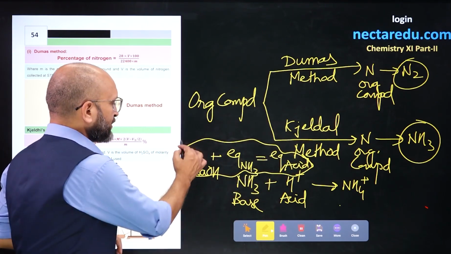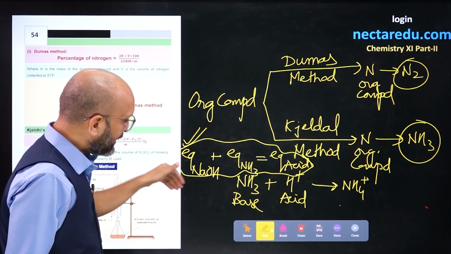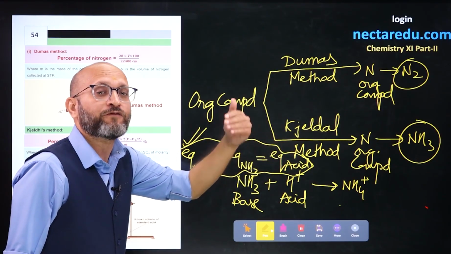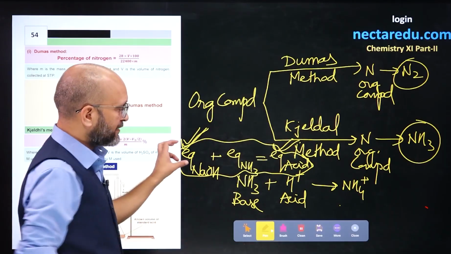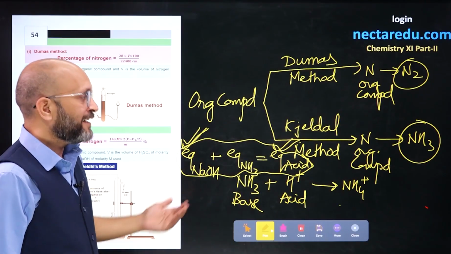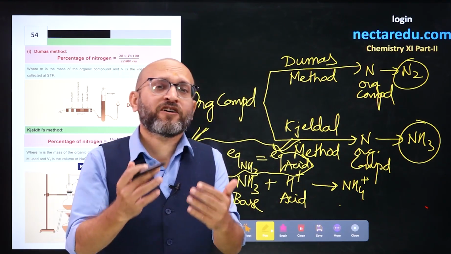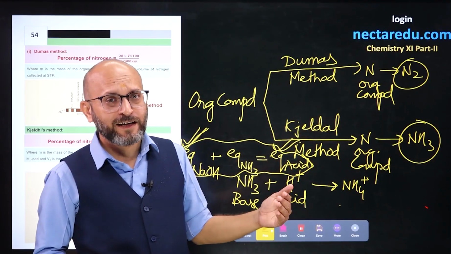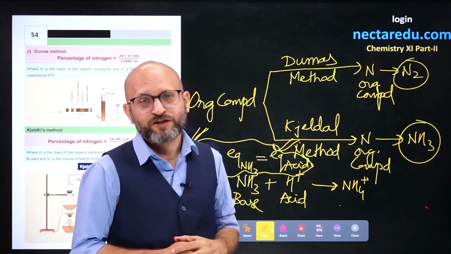See, this is the known value. We know the molarity of NaOH and we know the volume of NaOH used. So we can easily calculate the equivalence of NaOH. Similarly, we know which acid we are using and what volume we are using, so we can calculate this value. From these two values, we can easily calculate the equivalence of ammonia. And then we can go ahead and calculate the percentage of nitrogen in the given organic compound depending on how much ammonia has been produced. This is what Kjeldahl method is about. So for Kjeldahl method, we estimate the amount of ammonia formed, and from there we calculate the percentage of nitrogen.